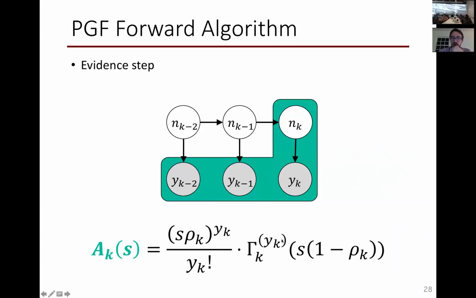This is the really hairy part of the recurrence. Here I need to take my gamma k message and evaluate it at s times 1 minus rho k. Again, that's just a constant. And then I need to take the ykth derivative of this PGF with respect to its input u. So this is definitely the hairy part, and we're going to spend a little while talking about how to do this. It's going to be the main motivator for why we need to bring in Autodiff.